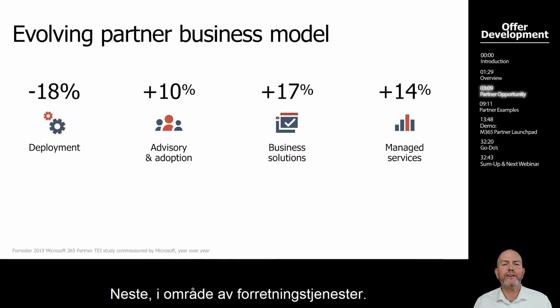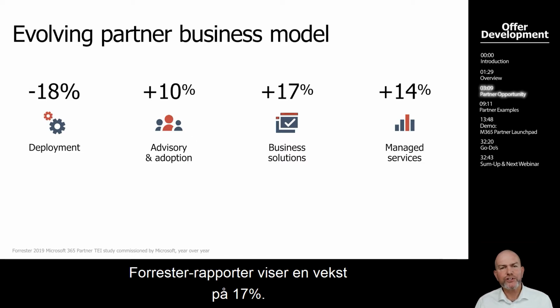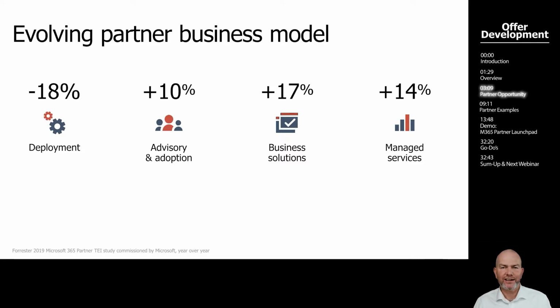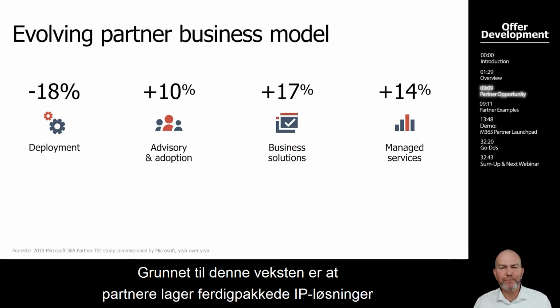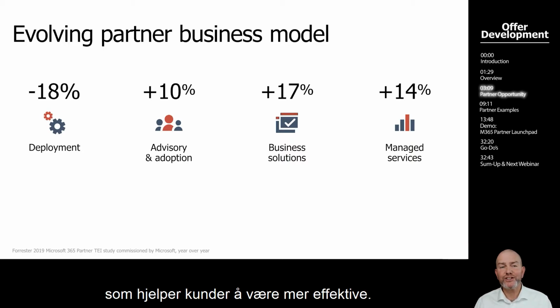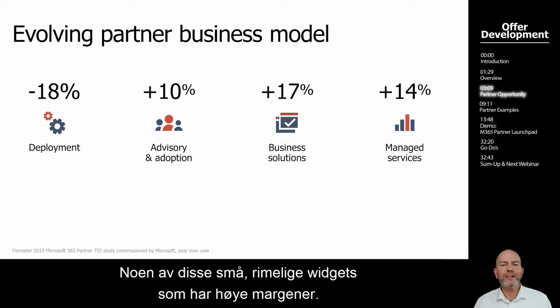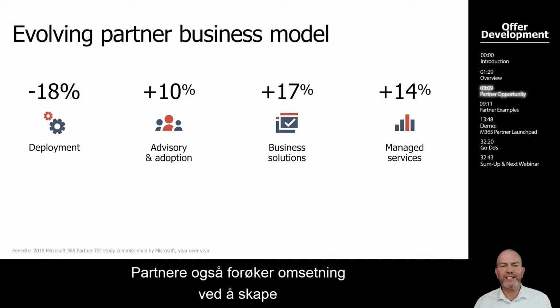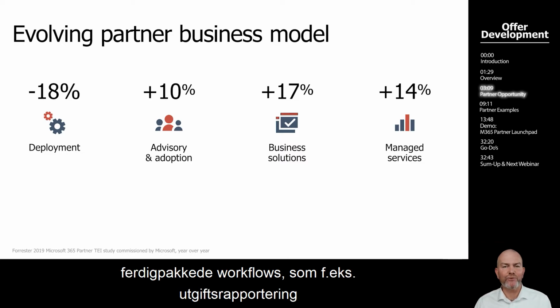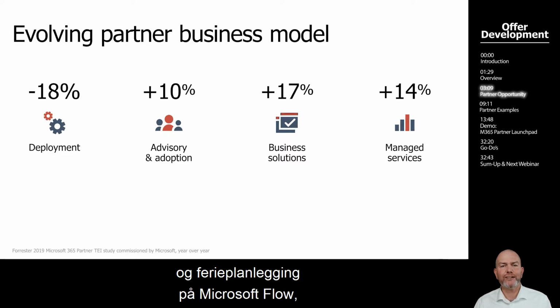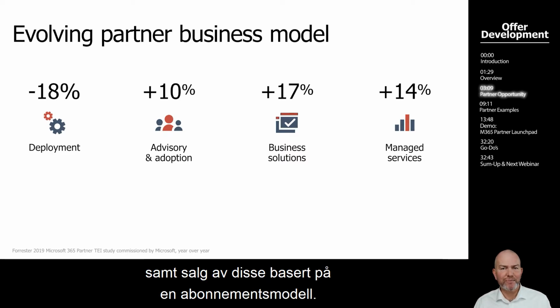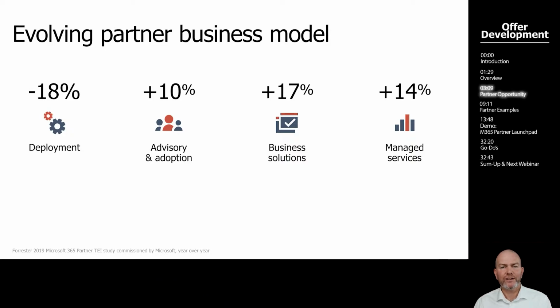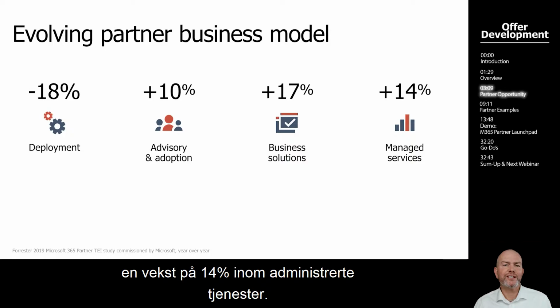Moving on to the area of business solutions, the Forrester report shows a 17% increase. This increase is due to partners creating pre-packaged IP solutions that are helping customers to be more effective. Some of these are small, low-cost widgets that have high margins. Partners are also increasing their revenues by creating pre-packaged workflows, such as expense reporting and vacation scheduling in Microsoft Flow, and selling these based on a subscription model. Looking again at the Forrester report, you can see a 14% increase in managed services.